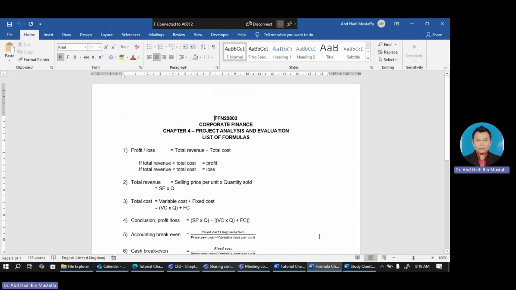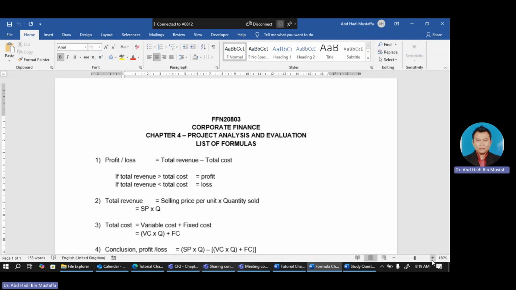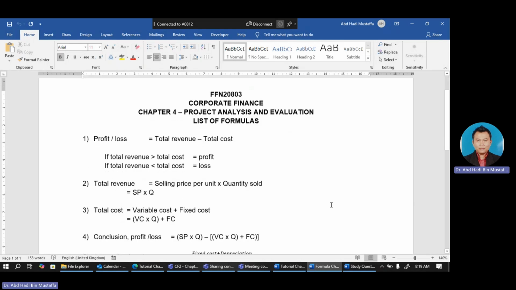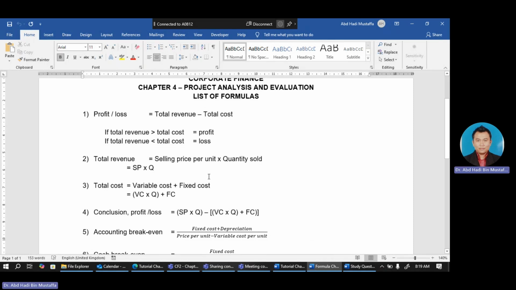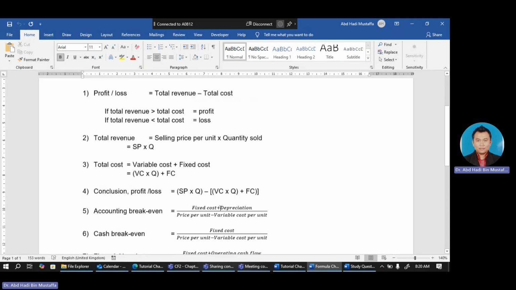Okay, so let's continue what we did yesterday. Last class, we revisited formula number 1, formula number 2, and formula number 3, which calculate profit and loss based on total revenue and total cost. We use total revenue minus total cost to get the profit and loss.